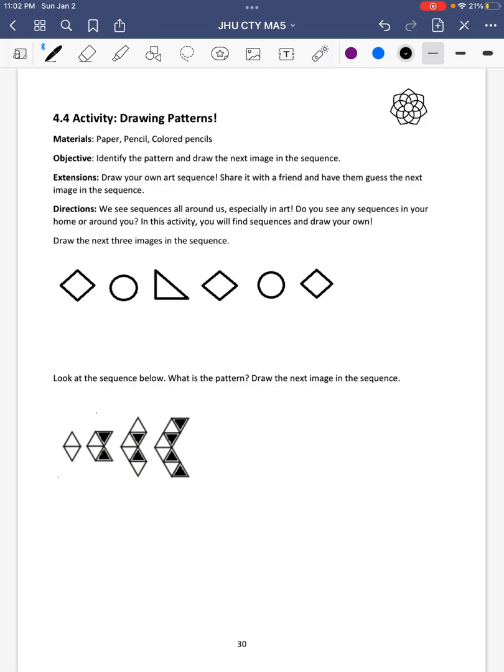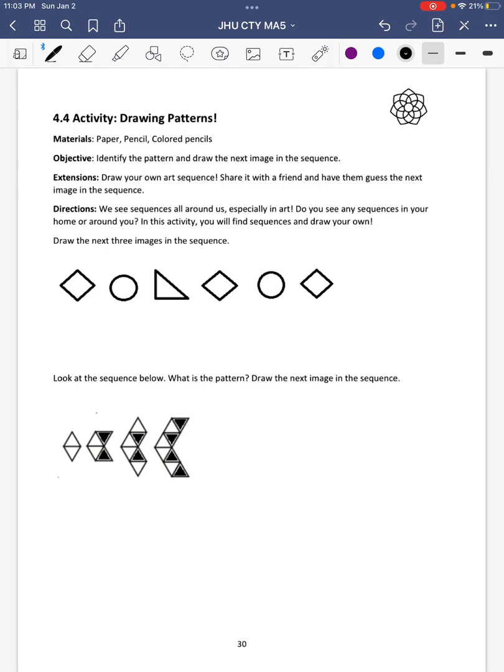The directions: we see sequences all around us, especially in art. Do you see any sequences in your home or around you? So let me think. I'm in my makeshift office right now, and I'm looking at some notebooks. Got some folders over here. I've got this cool little pencil case, and it's got all kinds of patterns on it. It's got some Aztec print on it, and you can tell that the pattern changes by color, but not by shape. The shapes are shifted. It's got flowers on it. What else? I got buffalo plaid baskets in here. So just some cool patterns that repeat that I could pick up on easily.